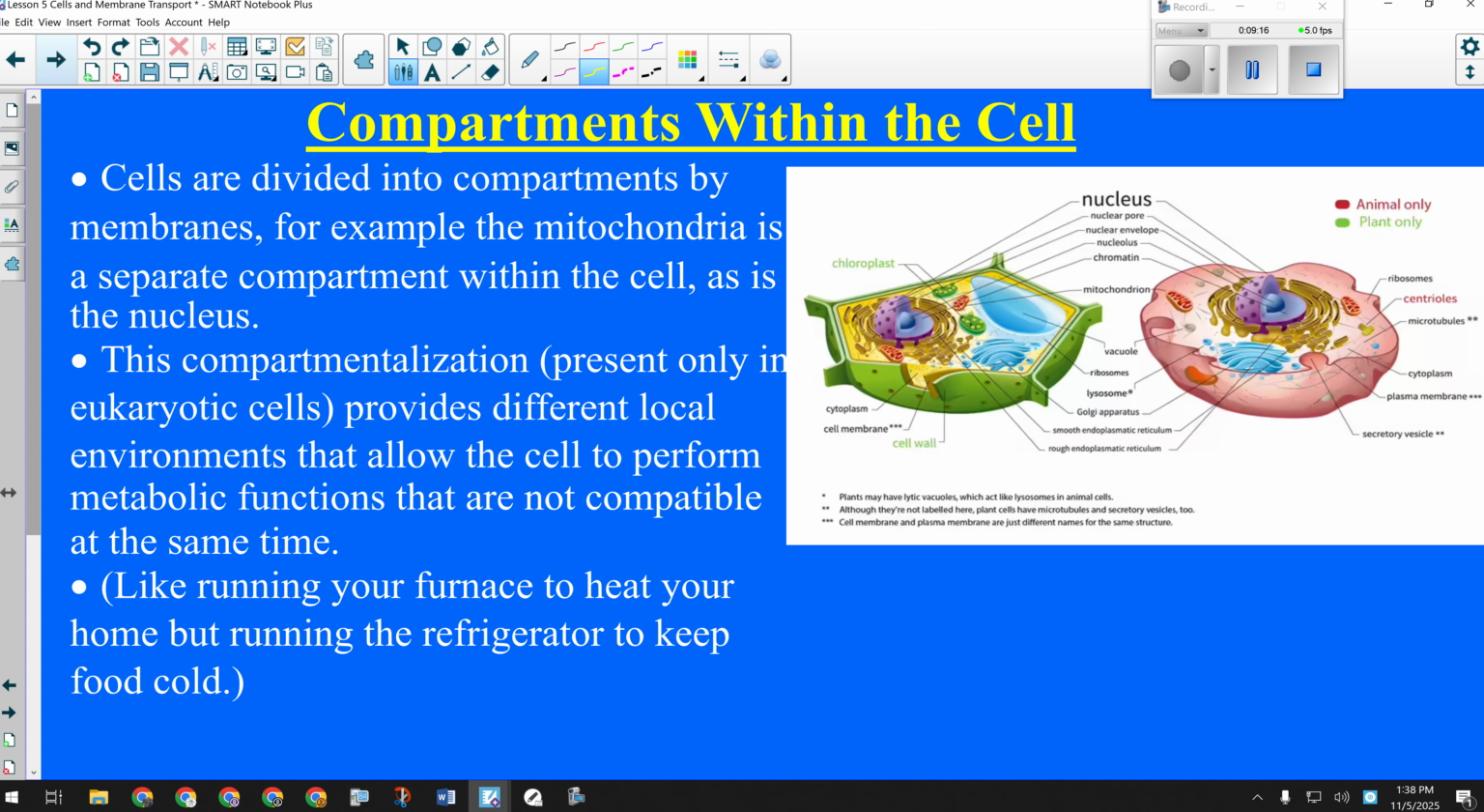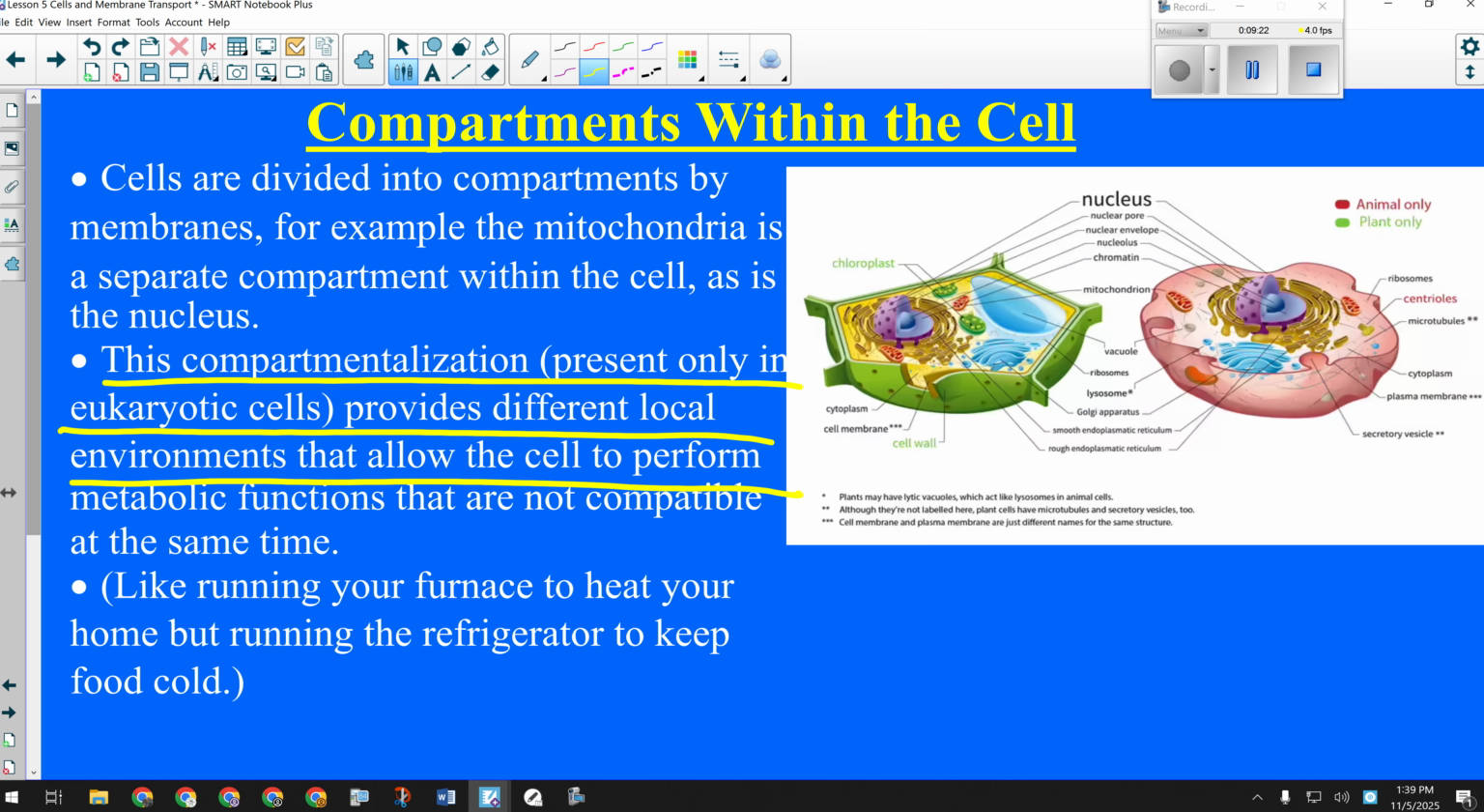Okay, so compartmentalization. This one here should probably just underline or write down, if you don't have the notes package, that whole paragraph. That is the role, or the importance of compartmentalization. It provides different local environments that allow the cell to perform metabolic functions not compatible at the same time.